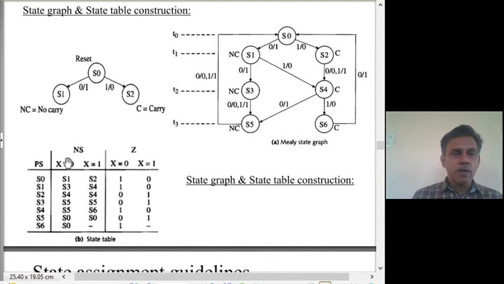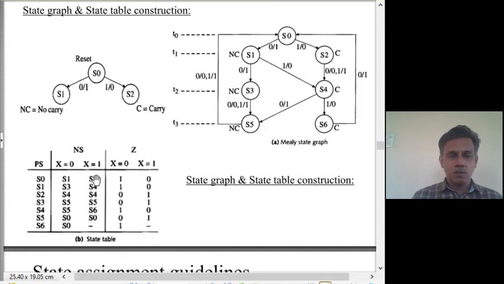So if you are in S0, when x equal to 0, you go to S1. When x equal to 1, you go to S2. And that is what this indicates. From the present state S0, for x equal to 0, you go to S1.